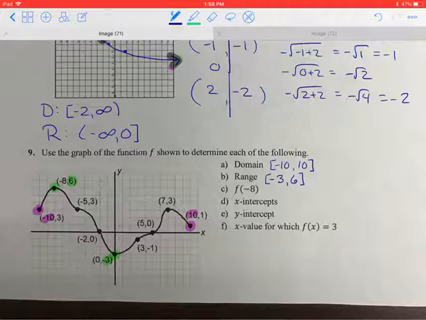All right, next I'm asked to find f of -8. So I go to my x-axis and I find where x would be -8. It would be right here. And I go up until I find the point that goes with that. So they've already given us the x. What they're asking for here is the y. So that would be 6.